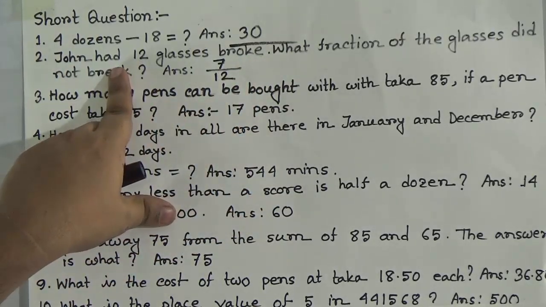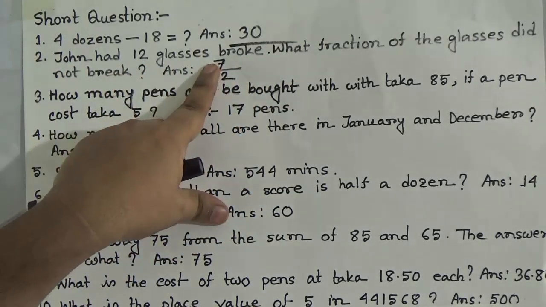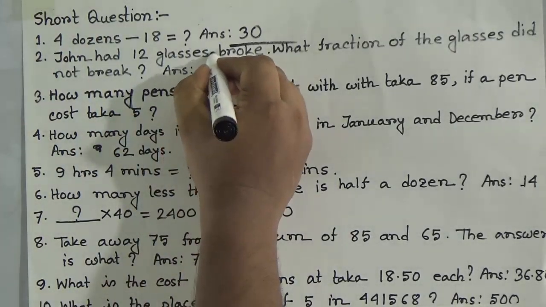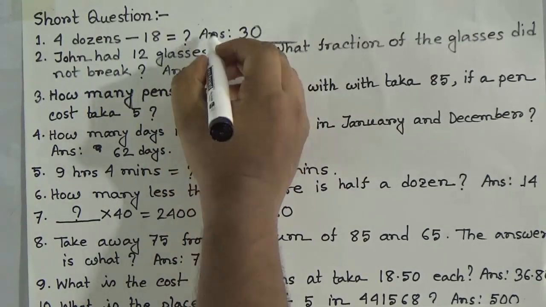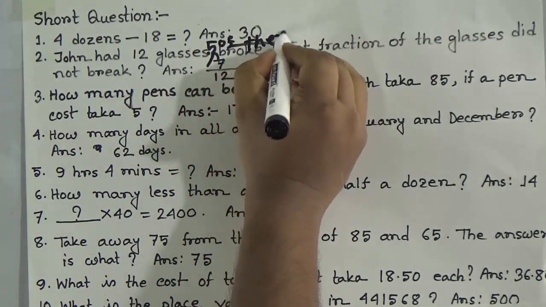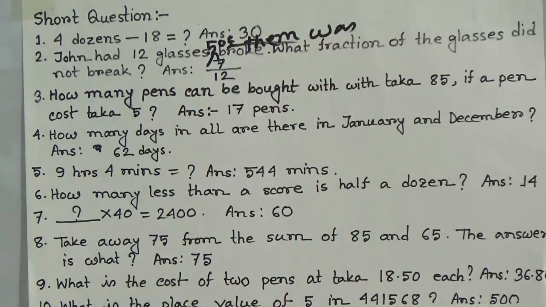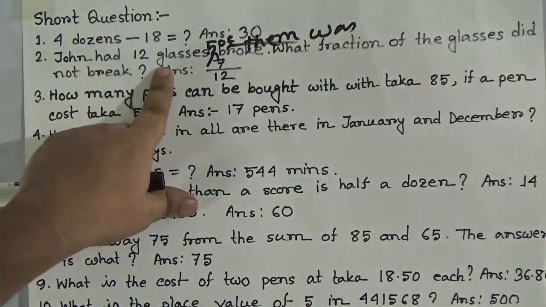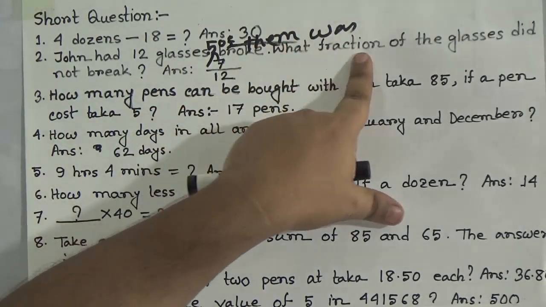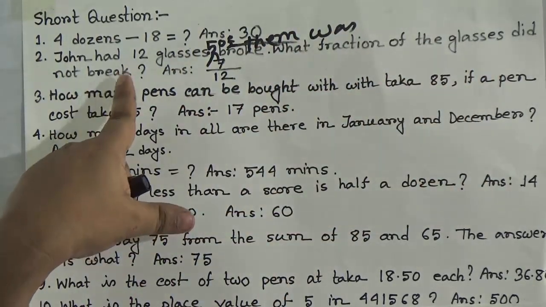John has 12 glasses. 5 of them are broken. Sorry students, the question is missing. 5 of them were broken. John had 12 glasses. 5 of them were broken. What fraction of glasses did not break?